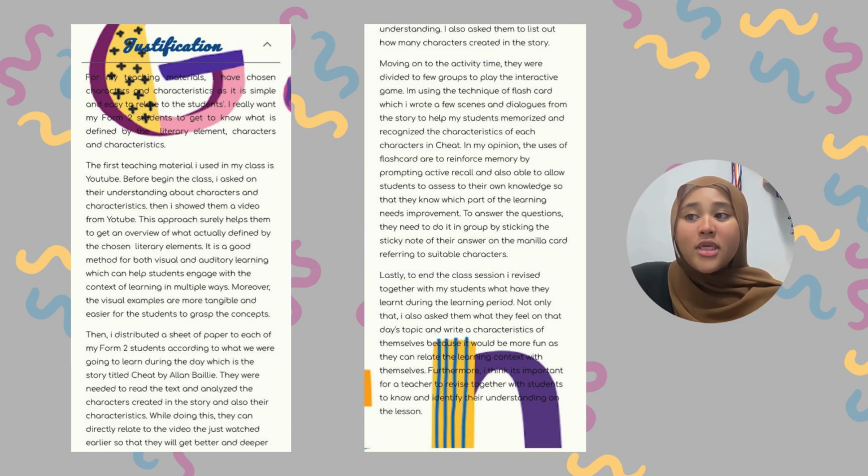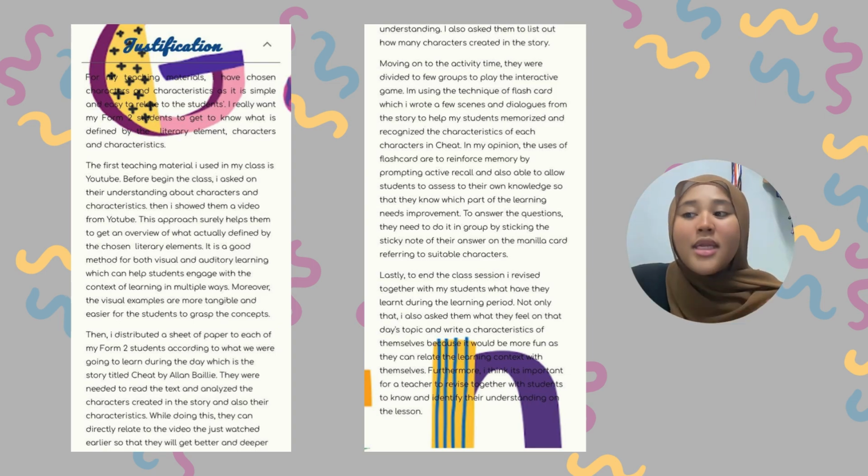Then I distributed a sheet of paper to each of my Form 2 students according to what we were going to learn during the lesson, and they needed to read the text, the short story, and analyze the characters created and also their characteristics. Moving to the activity time, they were divided into a few groups to play the game. So I'm using the flashcard technique, for which I wrote a few scenes and dialogues from the story to help my students memorize and recognize the characteristics of each character in the short story.